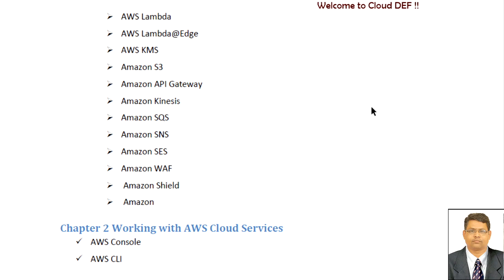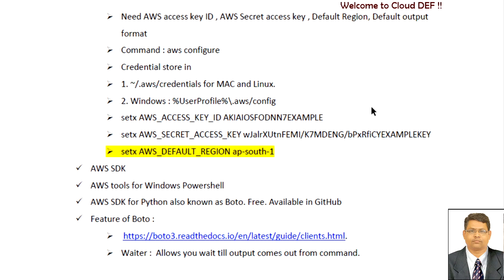Chapter 2, Working with AWS Cloud Services. AWS Console. AWS CLI: need AWS Access Key ID, AWS Secret Access Key, Default Region, Default Output Format. Command: aws configure. Credentials are stored in 1, ~/.aws/credentials for Mac and Linux, and 2, for Windows, %UserProfile%\.aws\config.